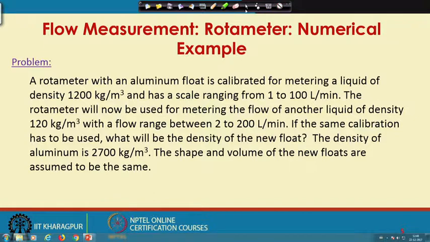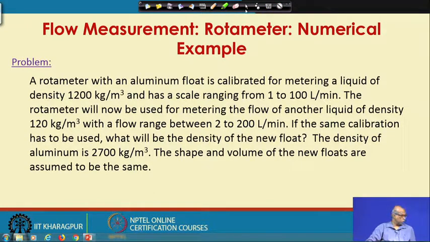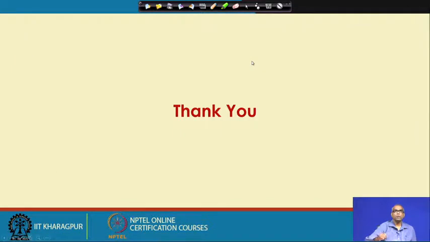So, today we have seen 3 different problems, 2 on rotameter and 1 on load cell. So, we will stop our discussion on level measurement.